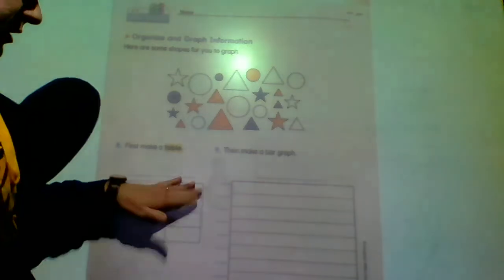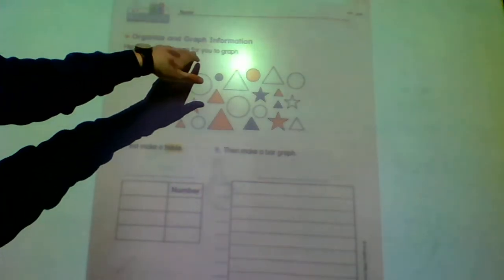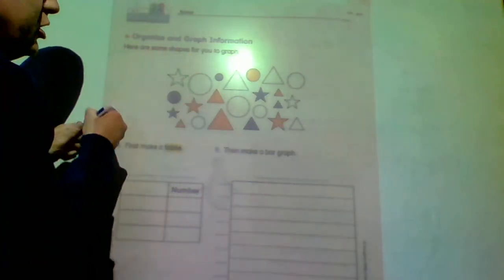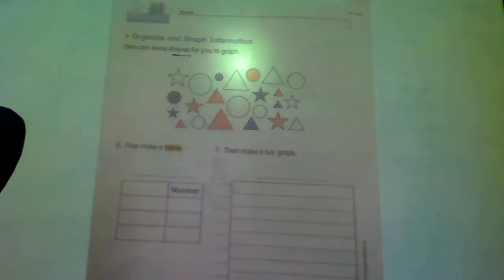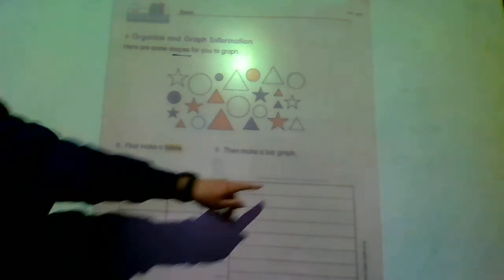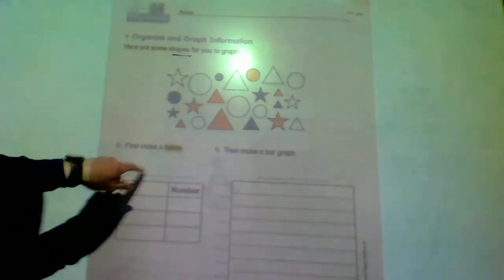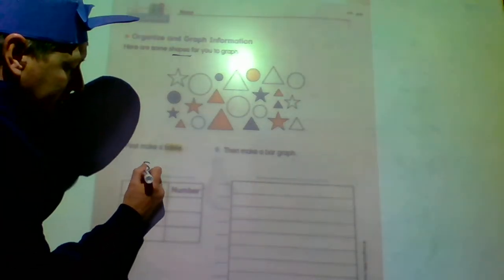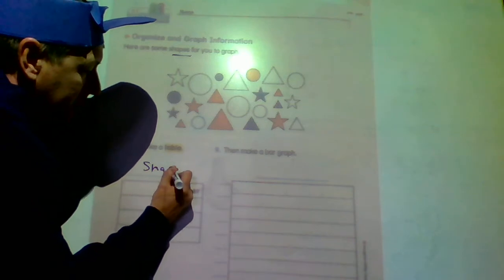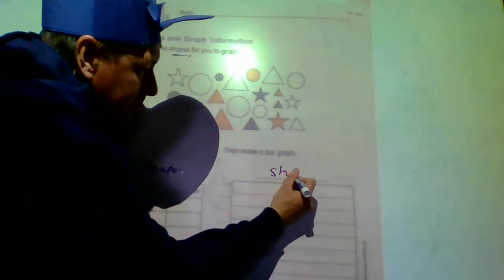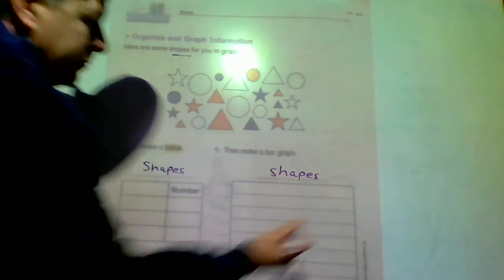And first we're going to make a little table. Here are some shapes. The word is shapes for you to graph. So what would be the title of our table and our graph? I would just say shapes. And shapes. All right.